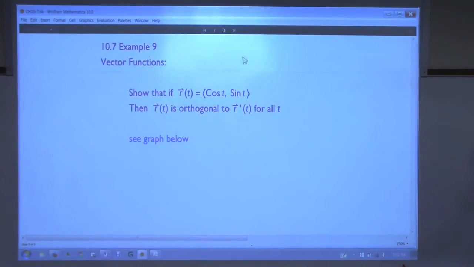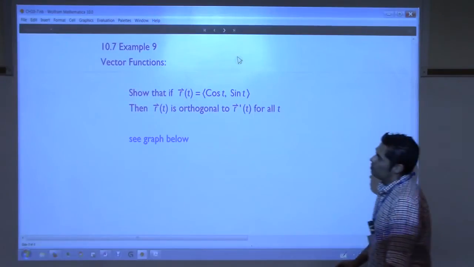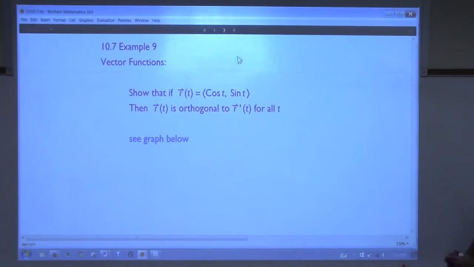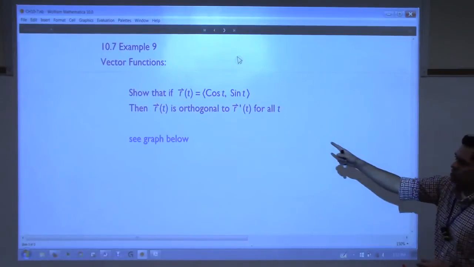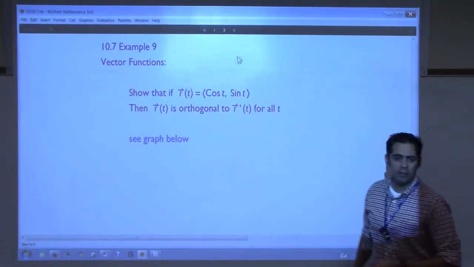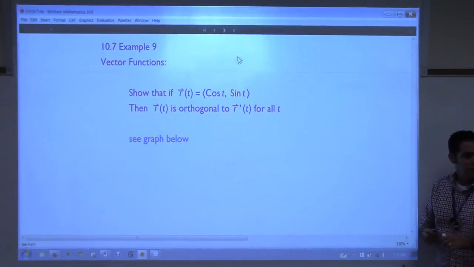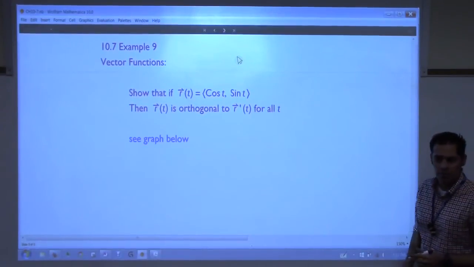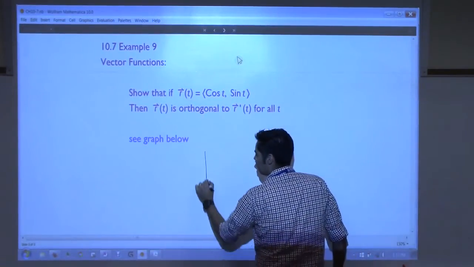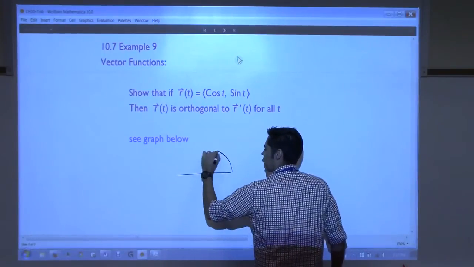All right. We're going to do this problem on the board. Show that if r of t is cosine t, sine t, then r of t is orthogonal to r prime of t for all t. What does this draw? Unit circle? Two-dimensional or three-dimensional? Two-dimensional, right? This is going to be a two-dimensional curve. It's actually this.